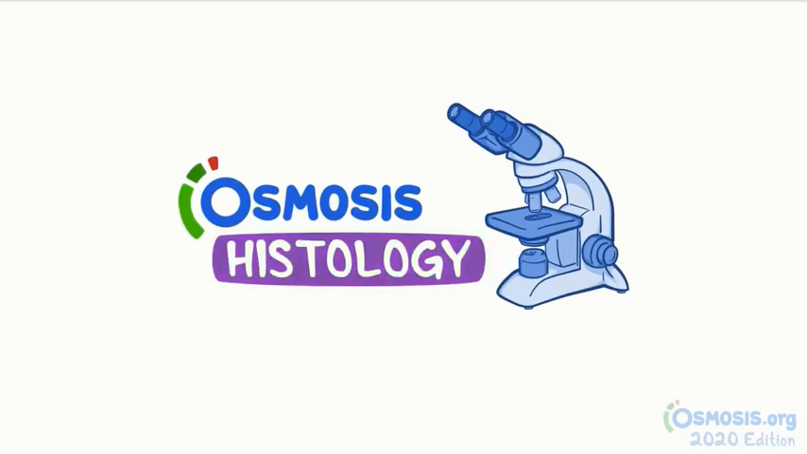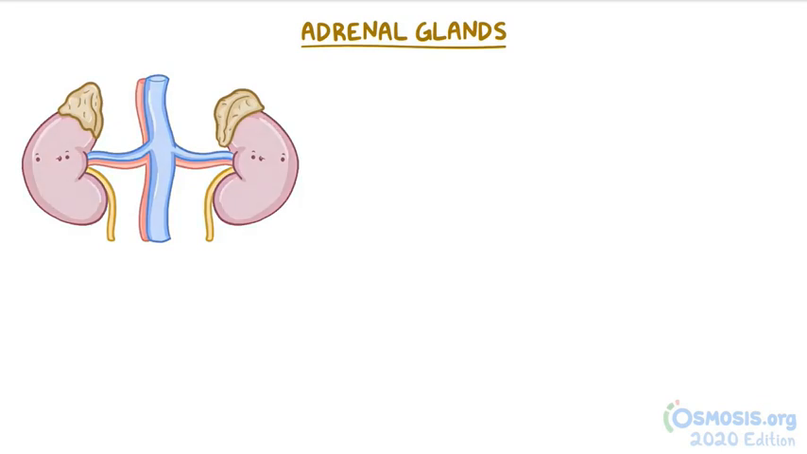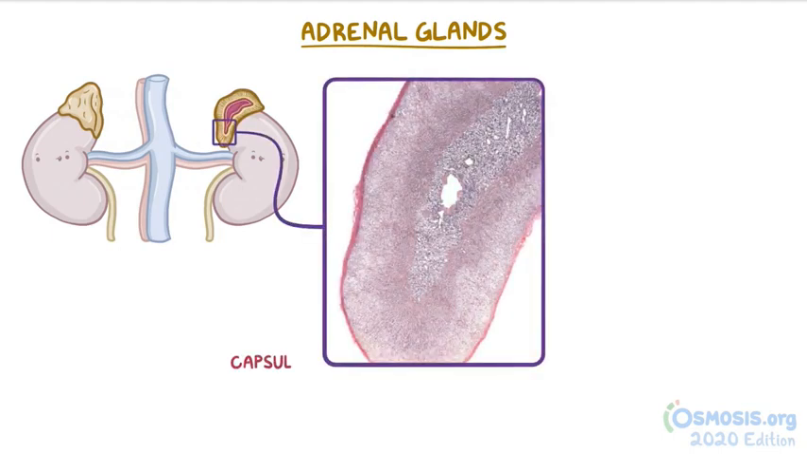Now, let's get a closer look. The adrenal glands are a pair of endocrine glands that are located just above, or superior to, the kidneys, and are also in the retroperitoneal space of the abdominal cavity. The left gland has a semilunar shape, and the right gland is flattened and more triangular in appearance. The adrenal glands are covered by a capsule made of thick connective tissue.